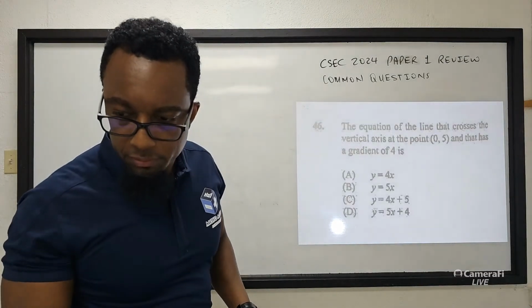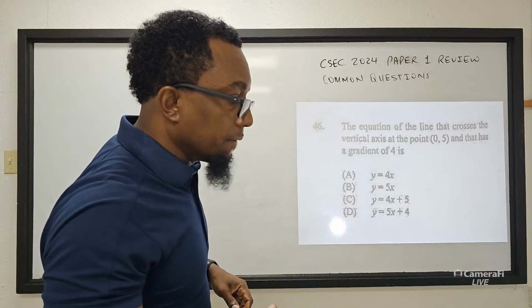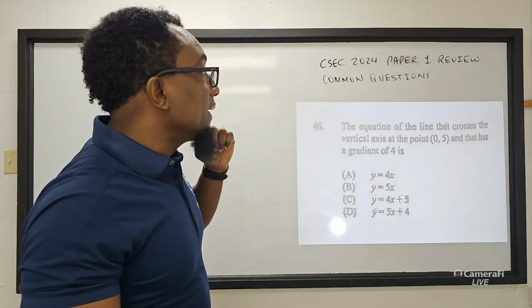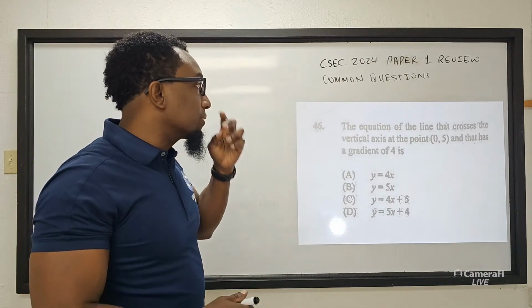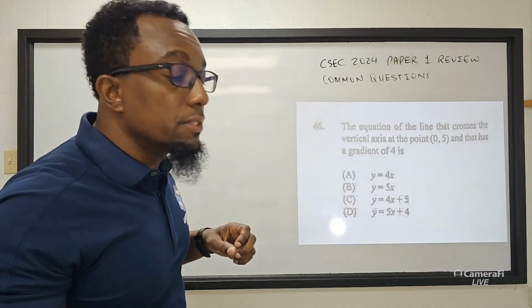46. Another common question, very common. It says here, the equation of a line that crosses the vertical axis at the point 0, 5 and that has a gradient of 4 is.